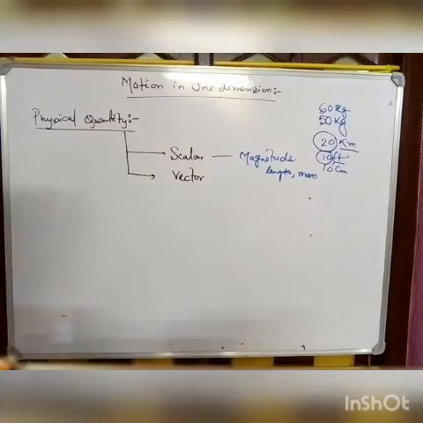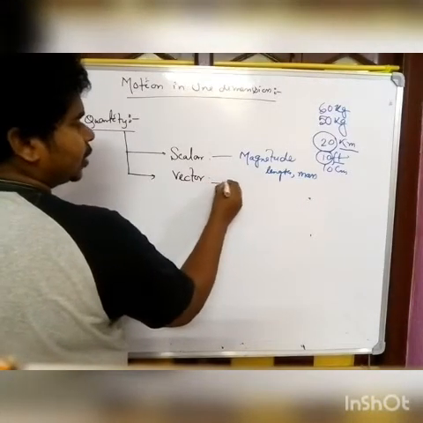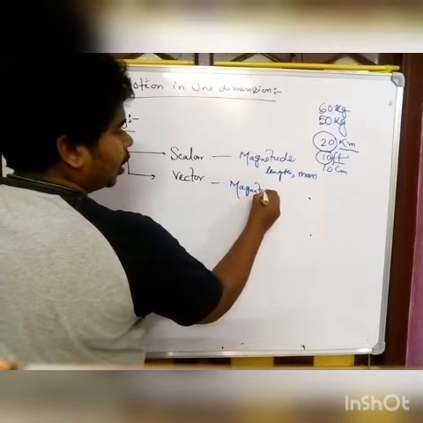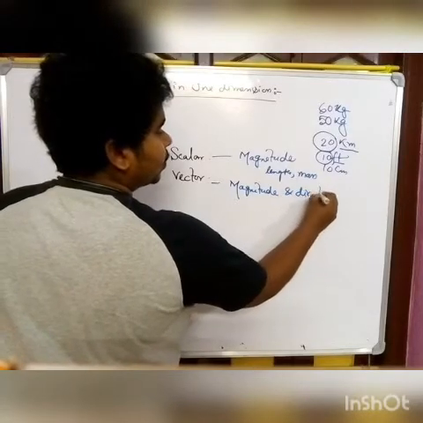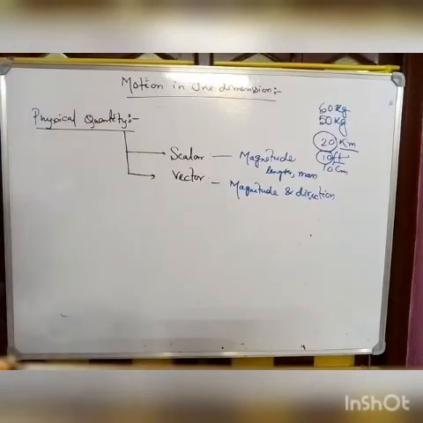Now I am coming to the vector quantity. What is a vector quantity? Vector quantities are such that they need a magnitude as well as a direction to express them. Both things are needed. We need magnitude as well as direction.